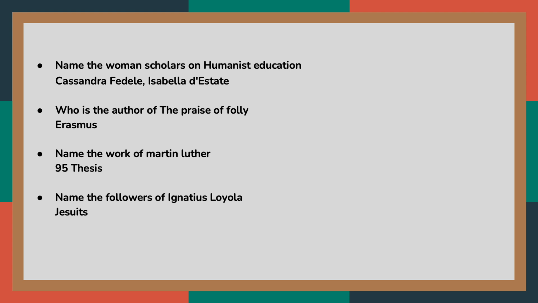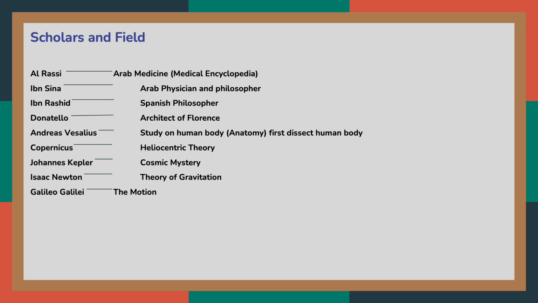Erasmus is the author of Praise of Folly. 95 Theses is the work of Martin Luther. The followers of Ignatius Loyola are called Jesuits. So in this slide you can see that I have mentioned some famous scholars and their fields of specialization. Go through this, study well and get good marks in the exam. These may come in your exam, so please go through this.